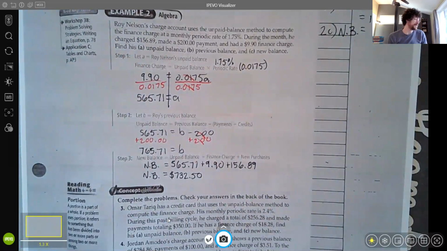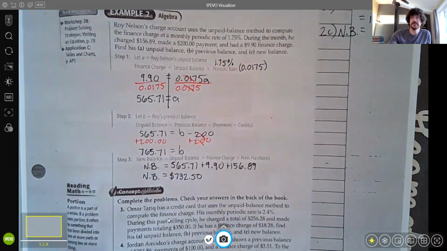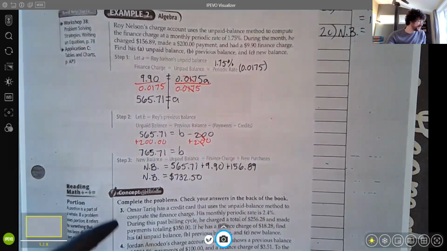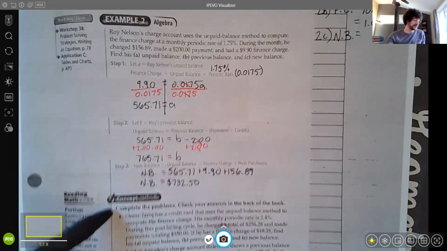$732.50. And that's how we're going to be able to deal with problems like these. So problems 3 and 4 down here are going to be really similar to that.